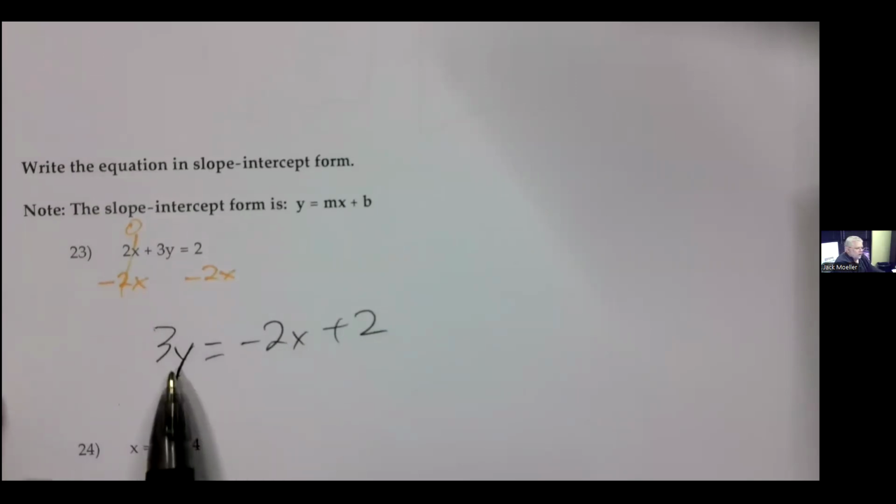All right, so we almost have y equals. We need to deal with that 3. It's 3 times y. We're going to divide by 3.